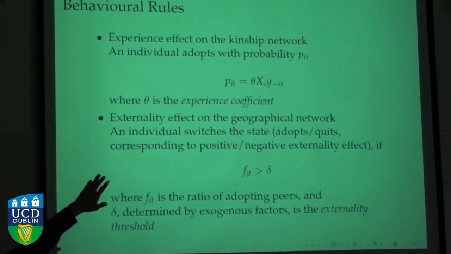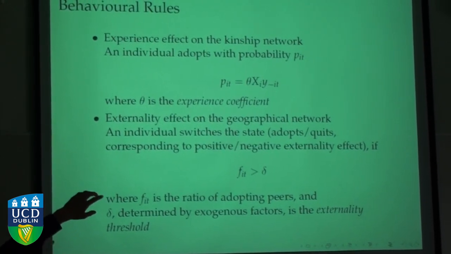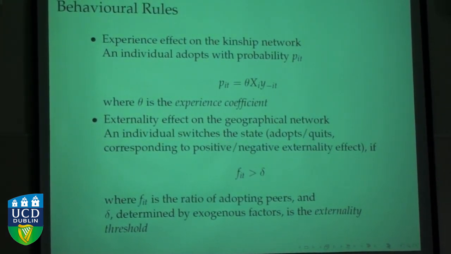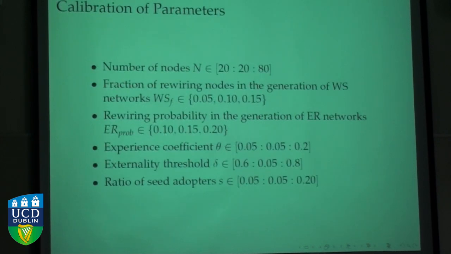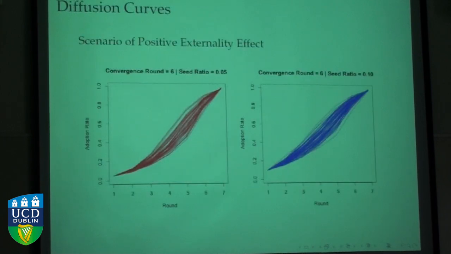I use the probability approach in simulating the experience effect, and use the externality threshold approach to simulate the externality effect. I won't go through the details, just to show you that there are two behavior rules for the household. We calibrate all the parameters based on the data we collected from the validity. The first result we get is the diffusion curve.